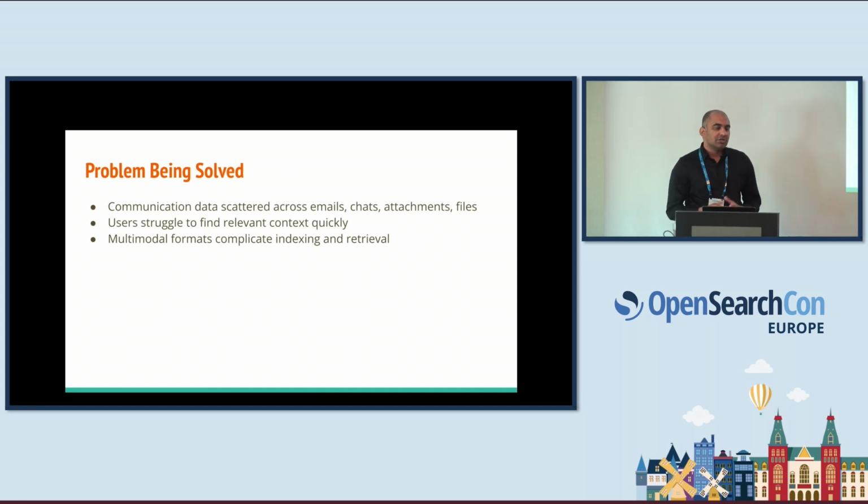So eventually, your communication data is scattered across emails, chats, attachments, and different files. As users, we definitely struggle, most of the time, to find relevant context quickly because we have to reply and communicate correctly. Different formats complicate indexing because we can talk in textual format, but when it comes to email, chats, and attachments, we have a different multimodal approach here. So understanding context is very important when we want to retrieve and showcase all this contextual information whenever we are replying in different scopes.